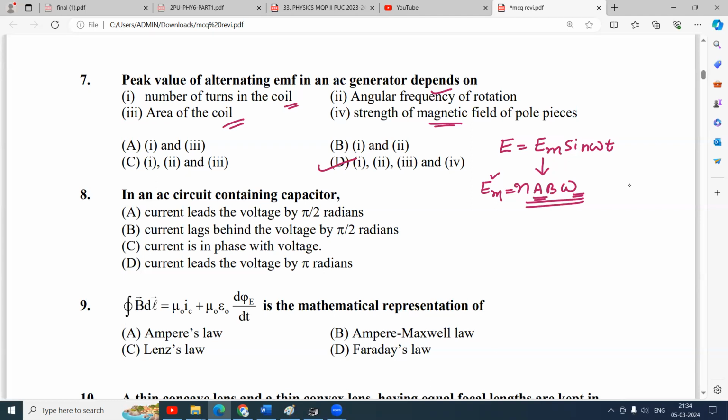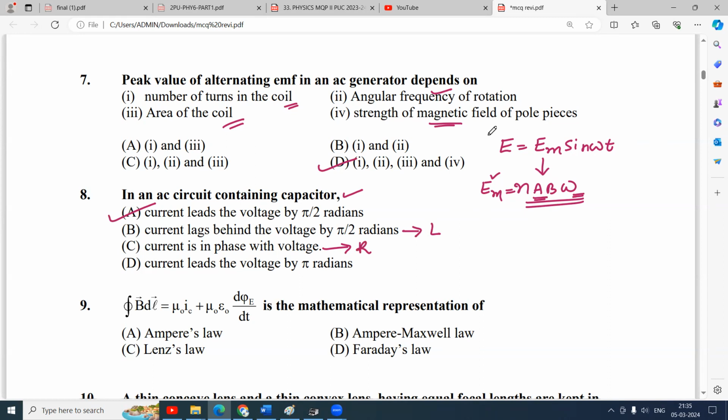Option D. Okay. In an AC circuit containing pure capacitor, current leads the voltage by pi by 2, current lags behind. You know, this is a direct question, because we will be thorough with all the theory here. So you know that in a capacitor, current leads. In an inductor, current lags behind the voltage by pi by 2. So this is for an inductor. And current will be in phase with the voltage for a purely resistor AC circuit.